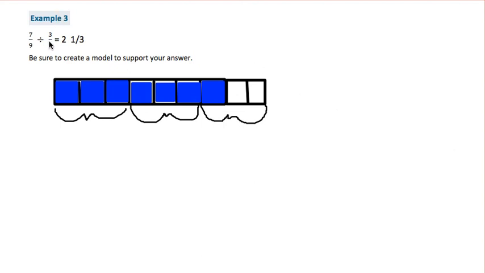We can also note that because the denominators are the same, in other words, because the size of each of the pieces is exactly the same, we can find this answer by doing 7 divided by 3, which again is 2 and 1/3.